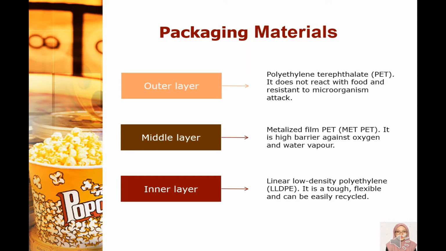Stand-up pouch is made of several layers of barrier materials that can be classified into three groups. All work together to provide the pouch with durability and puncture resistance. The outer layer of the pouch communicates the brand message and draws the customer to the food. It is polyethylene terephthalate. It does not react with food and is resistant to microorganism attack. The middle layer is metallized film polyethylene. It is a thin, flexible material made up of both plastic, usually polypropylene or polyethylene, and metallized film, usually aluminum layers. It is a high barrier against oxygen and water vapor.